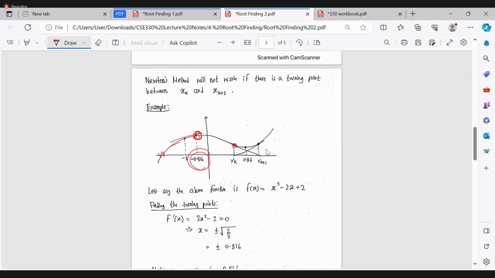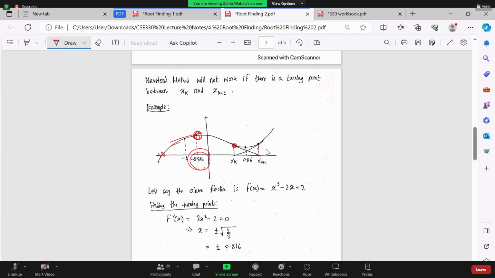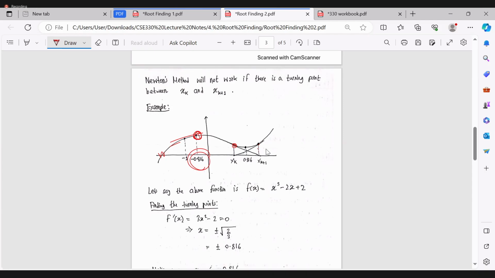You will not be given such questions in your exam, but this is a very basic concept. So if you plot this function, and you see that if you start from this point, you'll be stuck, then you should not start from this point. You should start from another point, such that you will not be stuck in a turning point.